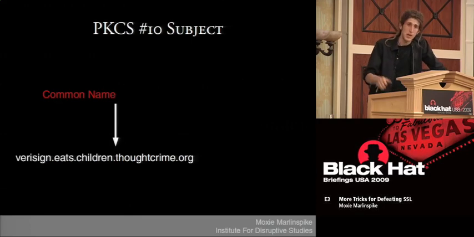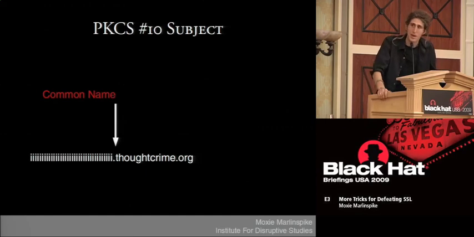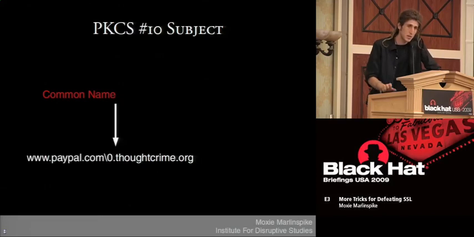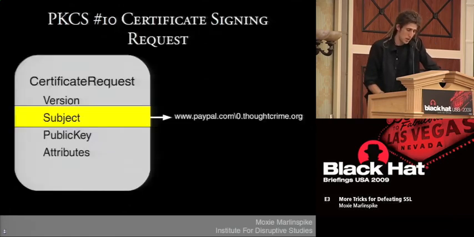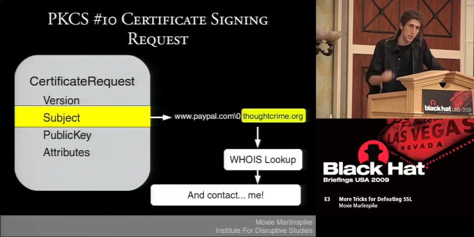It could be verisigneatschildren.thoughtcrime.org. It could be something totally nonsensical. It doesn't even have to exist, I.thoughtcrime.org. It could even be www.paypal.com null character .thoughtcrime.org. If I submit this to a certificate authority, they will look at the root domain, thoughtcrime.org, do the Whois lookup, and contact me.